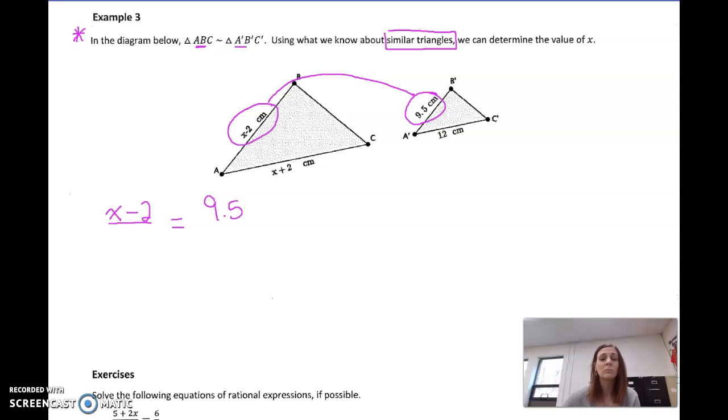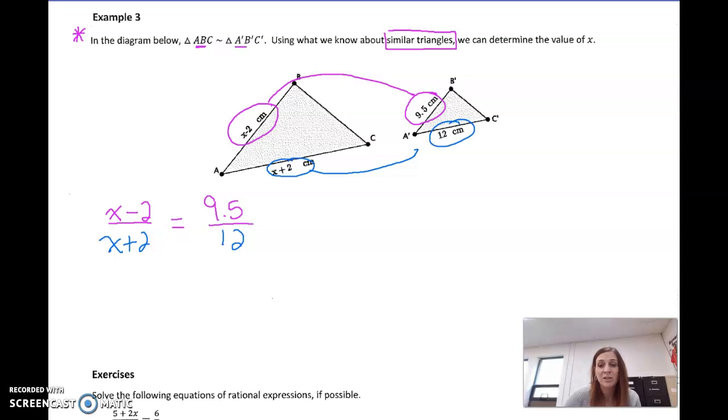Okay? So now I'm going to do the same thing right here. X plus 2 corresponds, AC here corresponds to A prime, C prime. We'll get more into that language later. Okay? AC, A prime, C prime. Okay, this is the same figure. These are both on the same triangle here. These are both on the same triangle. These two sides correspond to each other, and these two sides correspond to each other.